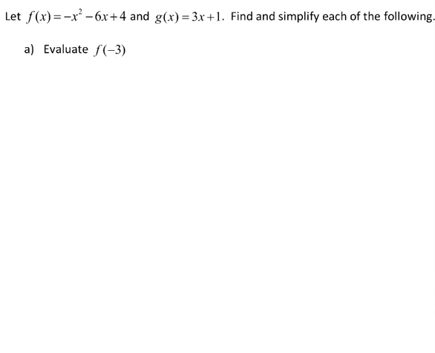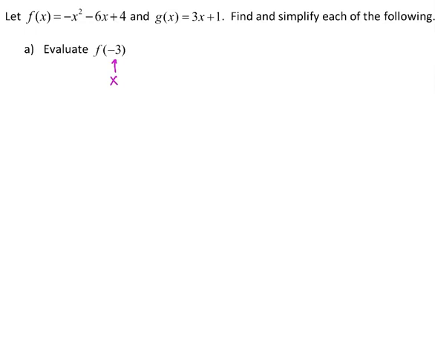Let's look at how to evaluate and solve using our given functions. So here we're given f of x equals negative x squared minus 6x plus 4 and g of x equals 3x plus 1. The first thing that we're asked to do is to evaluate f of negative 3. When we're evaluating a function, this value that's being given to us is an x value, or an input, and we're asked to find the output value that goes with it.